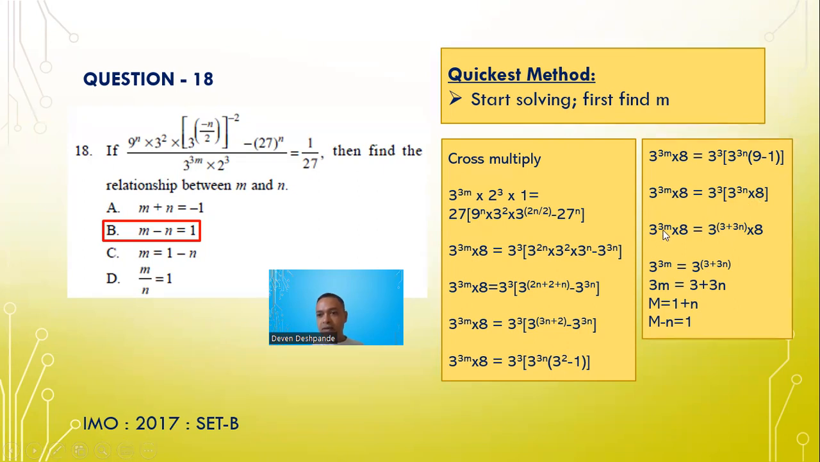So again, 3 raised to m into 3 raised to 8 will be 3 raised to 3 plus 3n into 8, and 8 will get cancelled. So 3 raised to 3m is equal to 3 raised to 3 plus 3n. Again, the base is the same. So 3m is equal to 3 plus 3n. So 3 will get cancelled. So m is equal to 1 plus n. So when you bring n here, m minus n will be equal to 1.